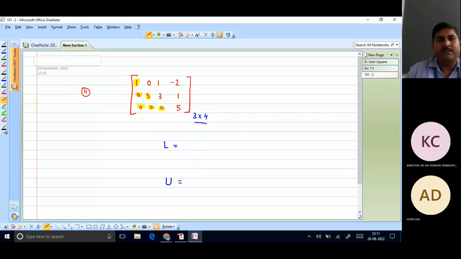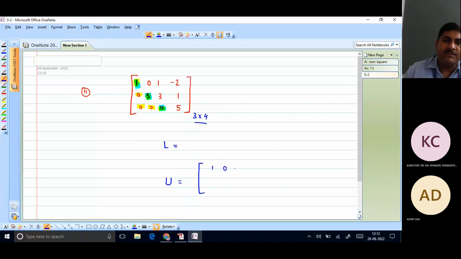So all the elements: what are the elements in position 1 1, 2 2 position 3, and 3 3 position 0? So what are the elements below these diagonal elements? All elements below the diagonal are 0, right? So it is already in row echelon form. So your U and A will match.